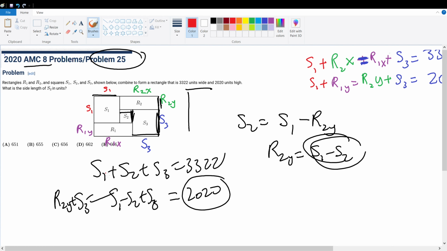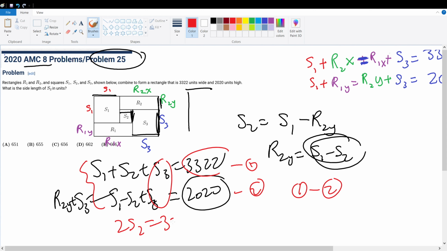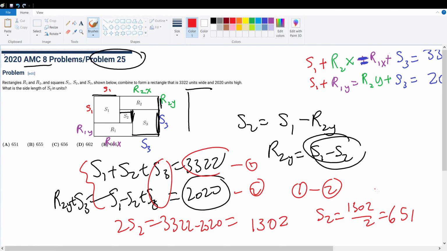So now let's do a system of equations to find out our answer. So let's do this equation minus that, so 1 minus 2. So S1 minus S1 is 0, S2 minus negative S2 is 2S2 plus 0 is equal to 3322 minus 2020, so that is equal to 1302. Alright, now S2 is equal to 1302 divided by 2, which is 651. Or answer choice 8.